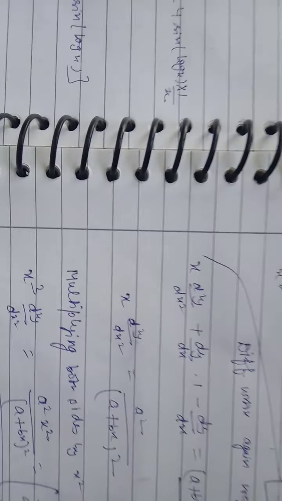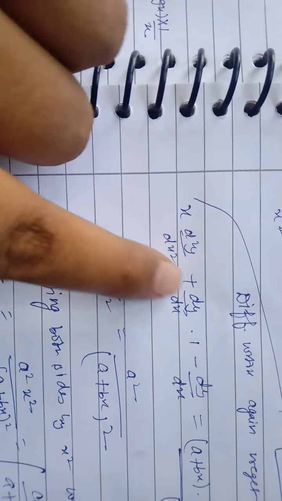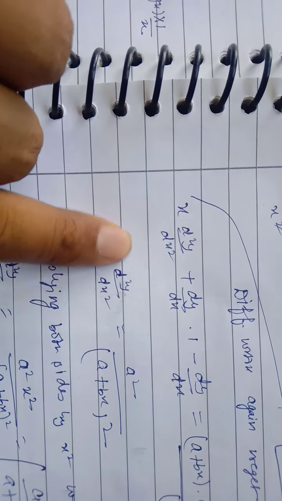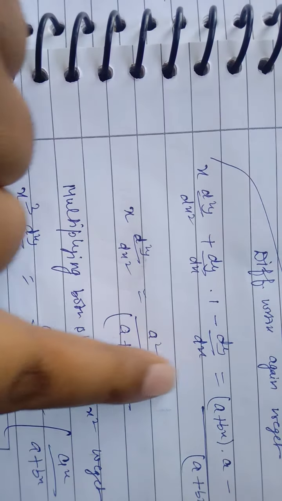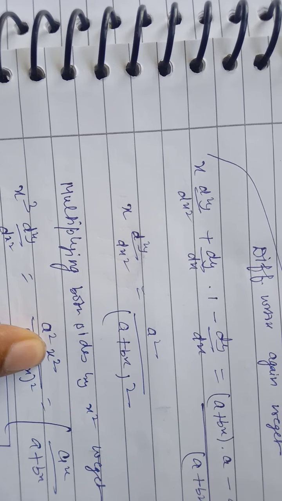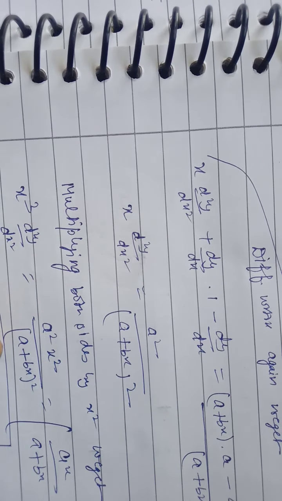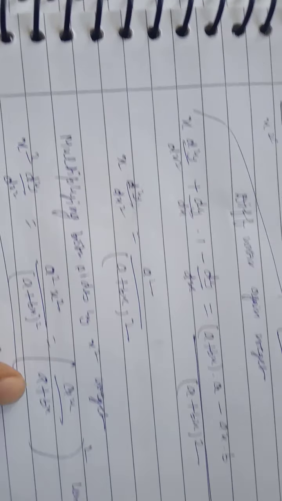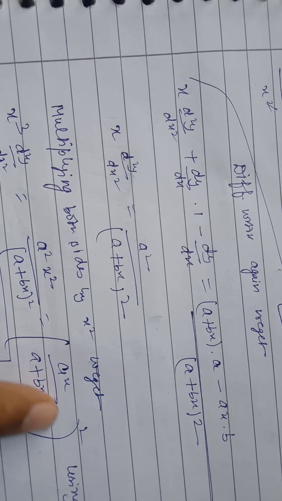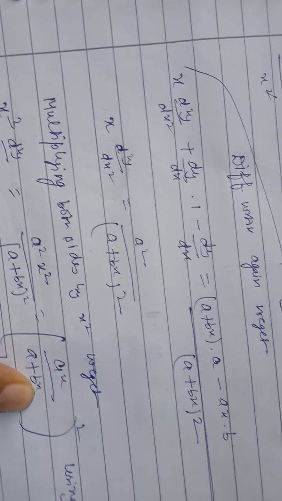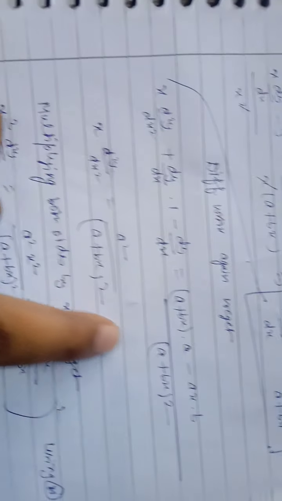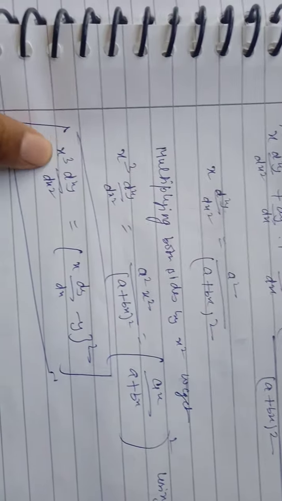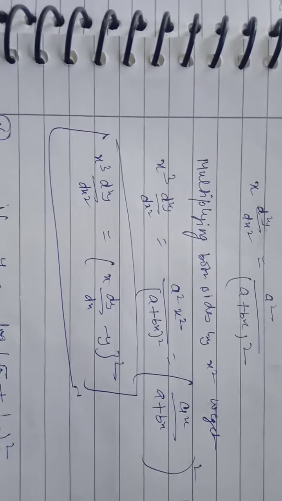But from here, in the final answer here is x cube, so we have to multiply it with x square. If we have multiplied with x square, then here x square will be present, and all the quantities have the power square. So this will become (ax upon a plus bx) whole square, and ax upon a plus bx has the value from the star, x dy by dx minus y, whole square. And this was the solution, very important.